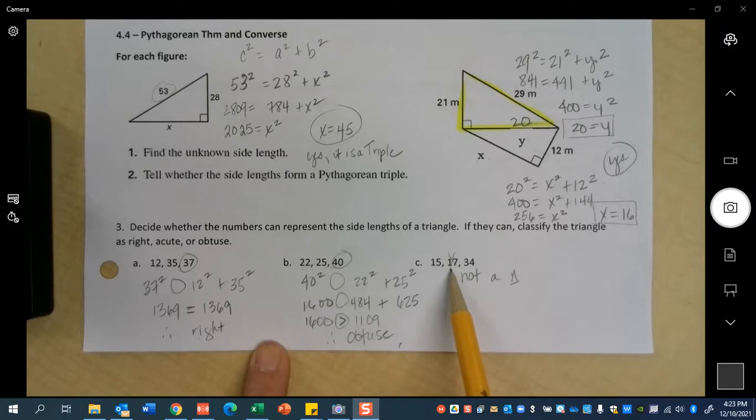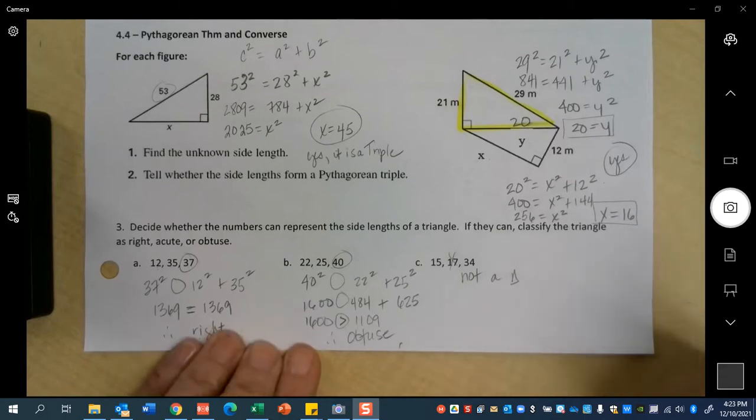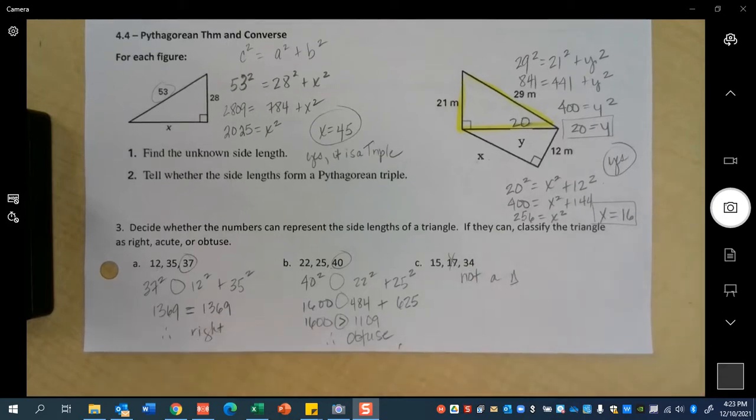17 plus 15 is 32, which is not bigger than 34, therefore it's not a triangle.